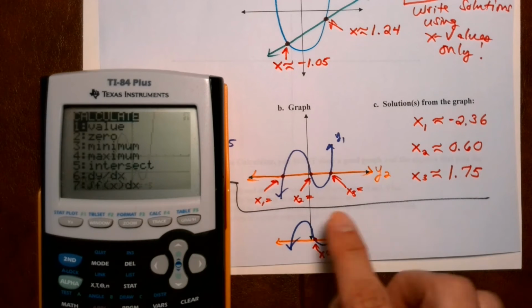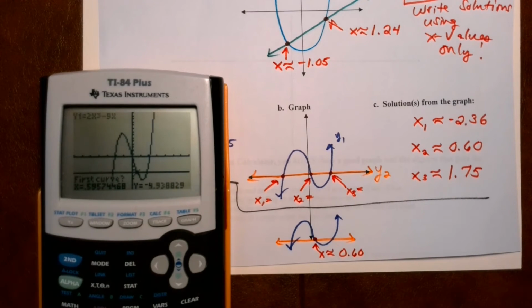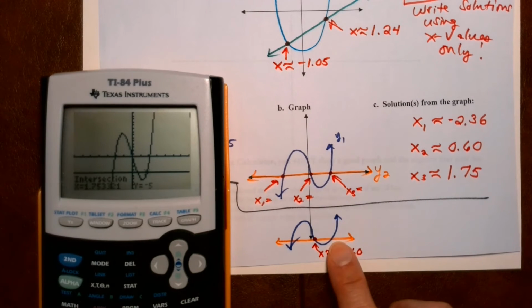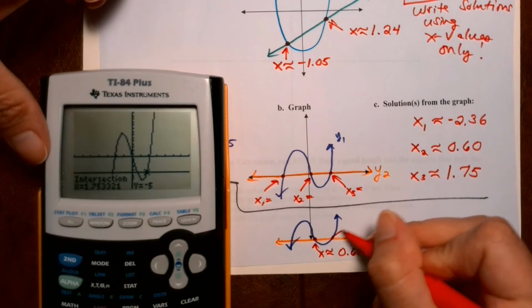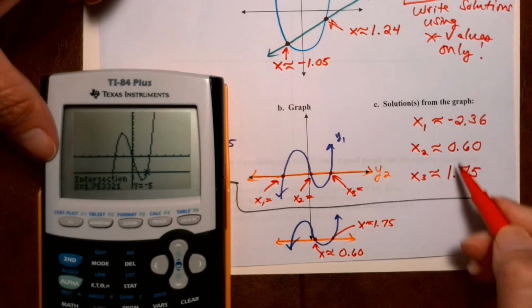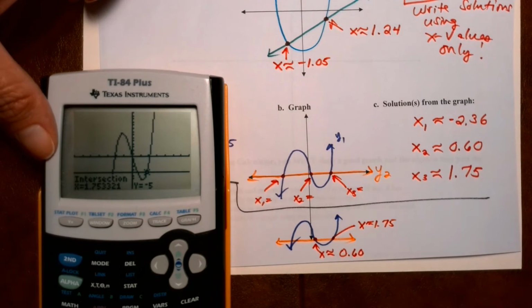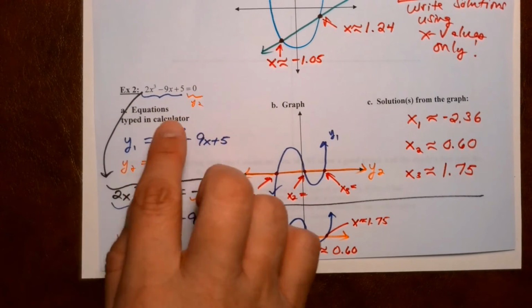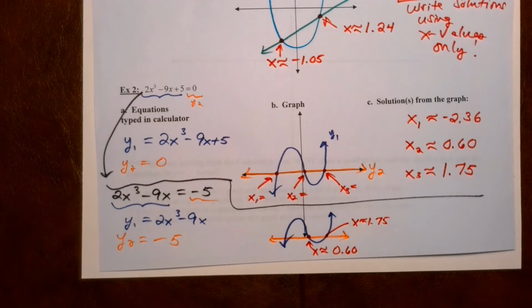Let's just show that the third one here is also going to work out. 1, 2, go over here. And the third solution is about 1.75. We get the same solutions. So it doesn't matter how you rearrange your equation, but you have to have left side equals right side.